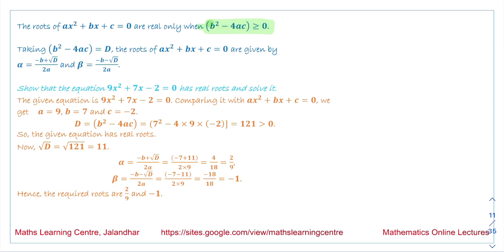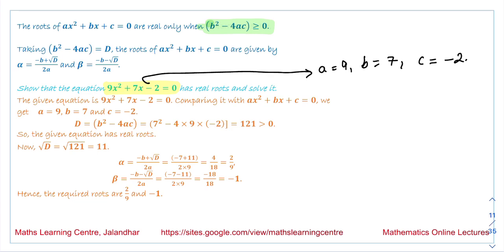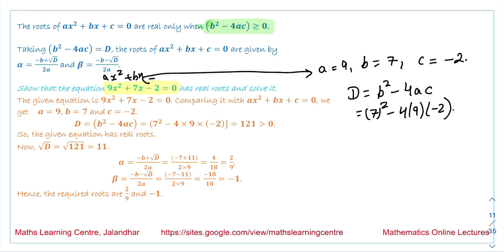Now we have some problems based upon this formula. This equation is given to us: 9x square plus 7x minus 2. We have to find the roots of this equation. So the values we have over here are a is equal to 9, b is equal to 7 and c is equal to minus 2. The formula we have is discriminant is b square minus 4ac. It is 7 square minus 4 into 9 into minus 2. How are we getting this value? It is from ax square plus bx plus c is equal to 0.